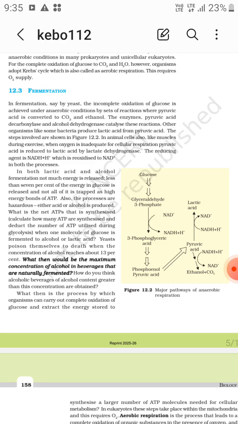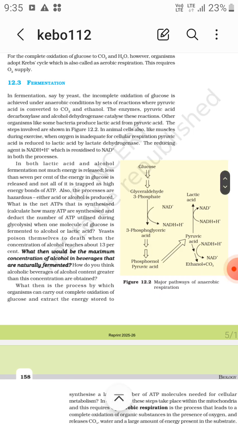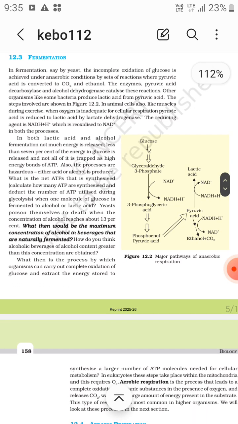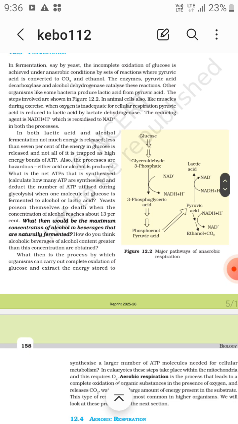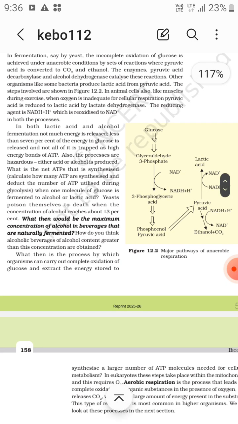So it reduces pyruvic acid to ethanol, and itself gets oxidized, that is NAD+ in both the processes. Now in both lactic acid and alcohol fermentation, not much energy is released, less than 7% of the energy in glucose is released, and not all of it is trapped as high energy bonds of ATP. Also, the processes are hazardous. Either acid or alcohol is produced.